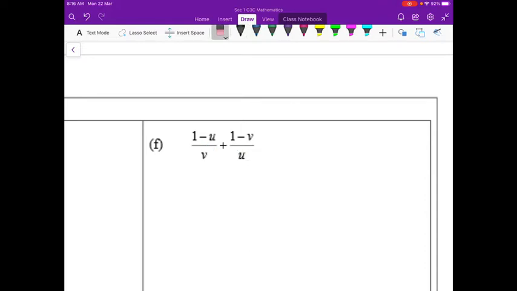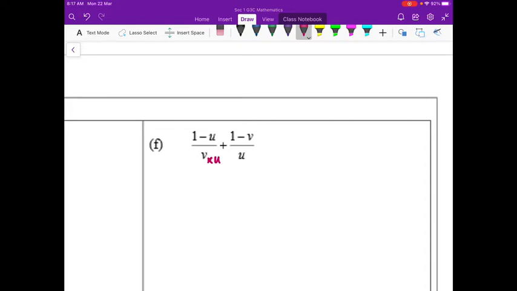The LCM is simply vu. That is the LCM. That is our new denominator. It's going to be v times u. So in order to make the denominator vu, I will need to multiply this by u. Okay, denominator multiplied by u, numerator also must multiply by u.